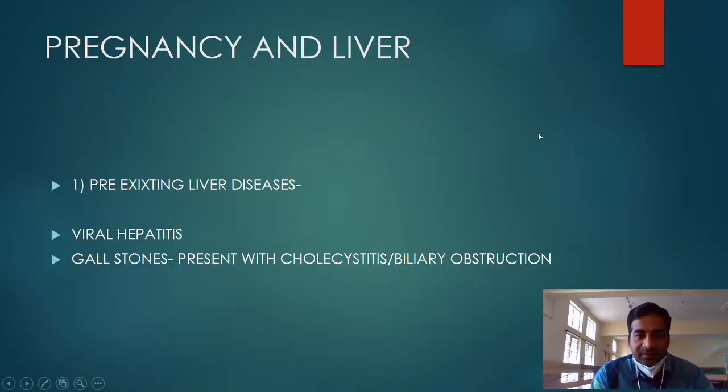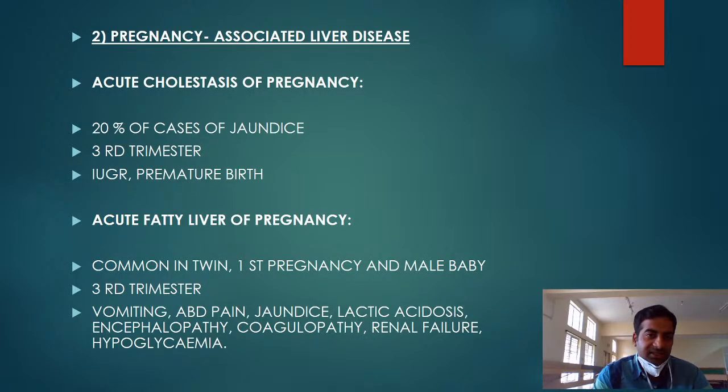Coming to pregnancy and liver, you see if the patient has any pre-existing liver diseases like viral hepatitis, gallstones, mainly presents with cholecystitis or biliary obstruction. So this is very commonly seen in pregnant women nowadays. Any pre-existing liver diseases, so you have to rule out viral hepatitis and gallstones, cholelithiasis.